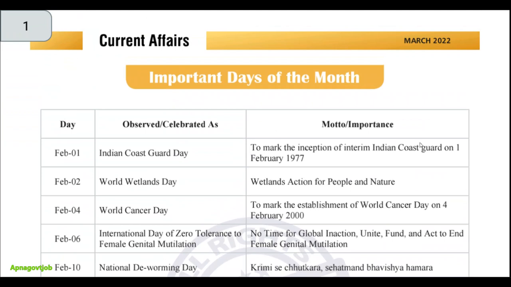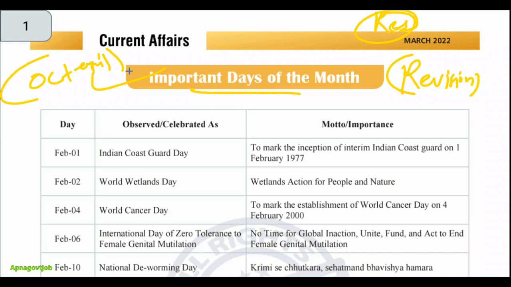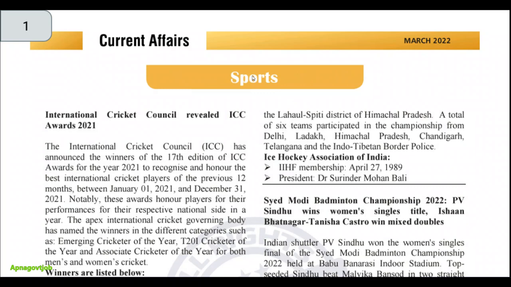Basically you can do quick revision with this. Just read and revise quickly before your exam. They will ask short questions from important days of the month, and you can expect this question in your NMDC exam. From October to April, do all the important dates with their motto and importance. I can say theme also: theme, motto, or importance, and definitely you need to remember the day and everything. Then second, your sports category. Definitely you will get questions from sports.